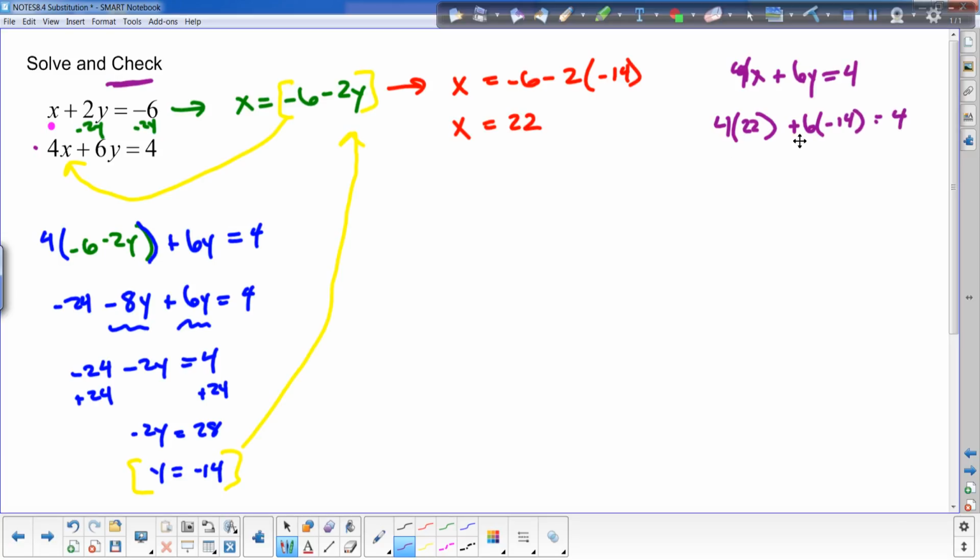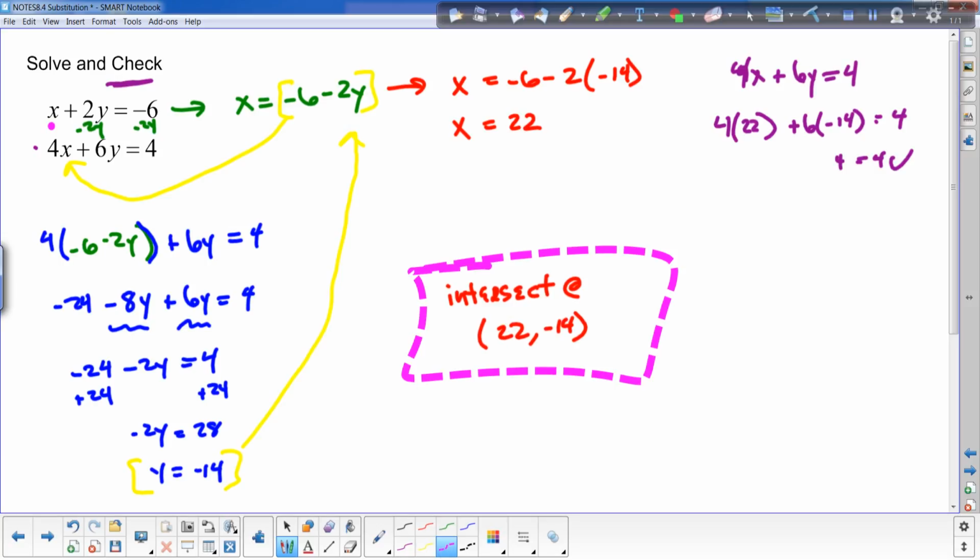So now I type this into my calculator, and I get 4 equals 4. And I feel good about that. So I know that the graphs intersect at the point 22, negative 14. And there's my answer. Come up with your own organizational schemes when you're doing this. I know I've been drawing a lot of arrows and using colors, but you can find your own organization as well.